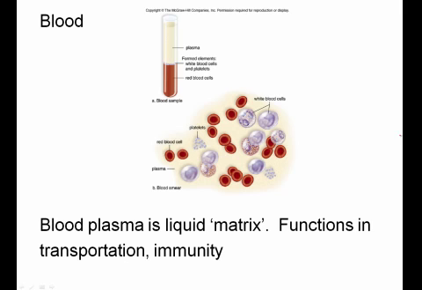Blood is also a connective tissue. This would be a liquid connective tissue. The actual liquid portion of blood, the plasma, is the matrix, and then there are a number of distinct cell types which are found in the blood as well. In the very next lesson, we'll be looking at the cardiovascular system and learn much more about the blood.